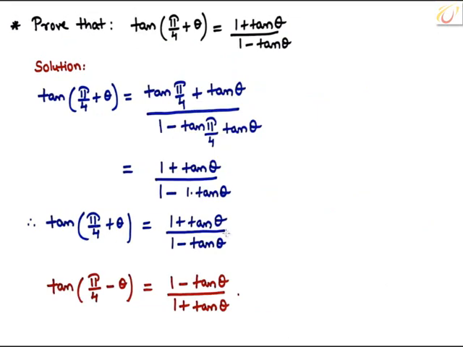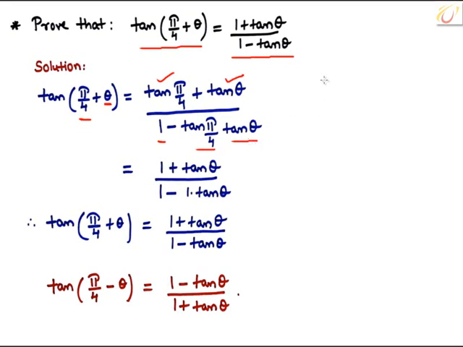We want to find the value for tan(pi/4 + theta) and prove that it is (1 plus tan theta) upon (1 minus tan theta). So what is our formula of tan(a + b)? The formula of tan(a + b) is (tan a plus tan b) upon (1 minus tan a into tan b). Please check the formula. So what is our a in this case? Pi by 4. What is our b in this case? Theta. So tan pi by 4 plus tan theta upon 1 minus tan pi by 4 multiplied by tan theta.